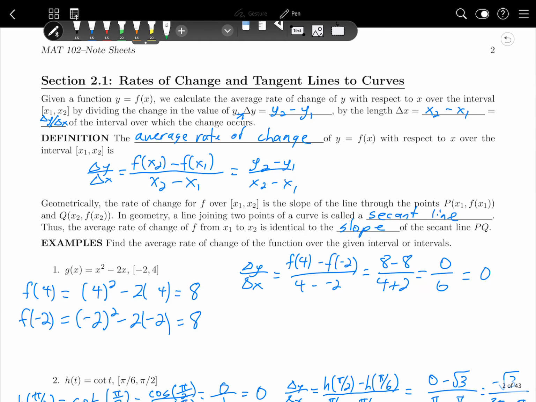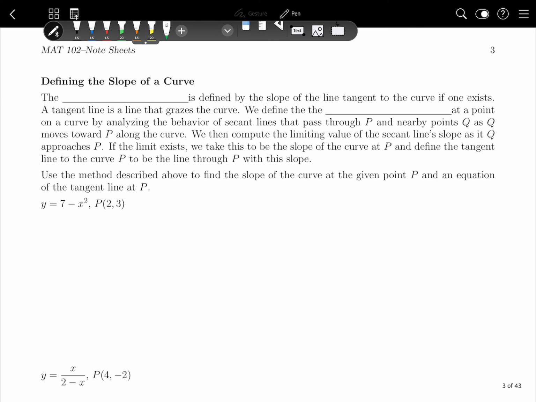So that's the average rate of change formula and how you use it. Now, on page 3, what we want to do is take this a step further and start defining this idea of the slope of a curve, using this idea of secant lines and then taking it further to the idea of tangent lines.